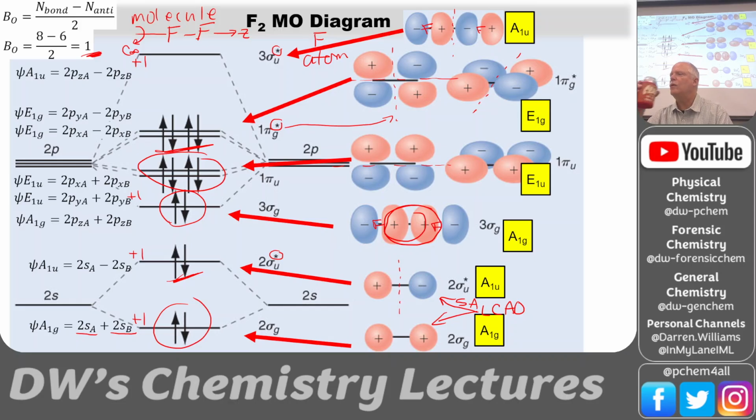Yes. The pi and the sigma, or the 2 plus and 2 minus. This right here, E1G and E1U.